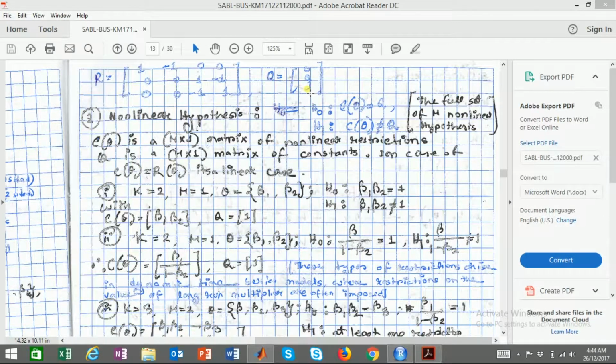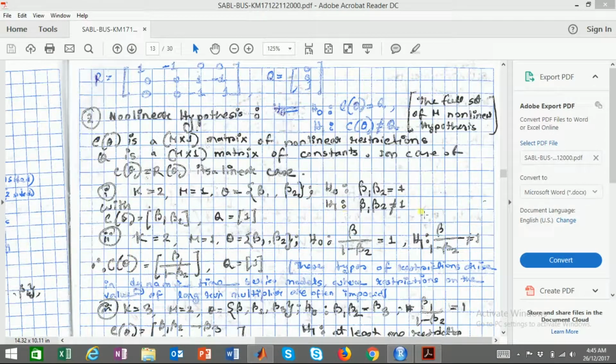What happens if you have a nonlinear equation, in case of a full set of M nonlinear hypotheses, given C theta is an M by 1 matrix of nonlinear restrictions, Q is an M by 1 matrix of constants. So you have C theta, which is an M by 1 matrix of nonlinear restrictions, Q is an M by 1 matrix of constants. In case of C theta equals R theta, it's a linear case. Okay, so we were talking about R theta before. In case C theta becomes R theta, that becomes a linear case.